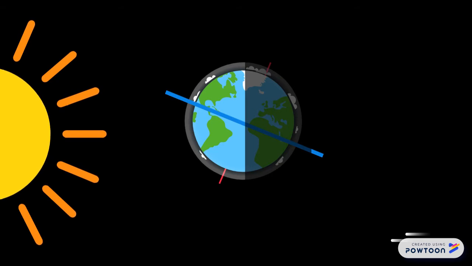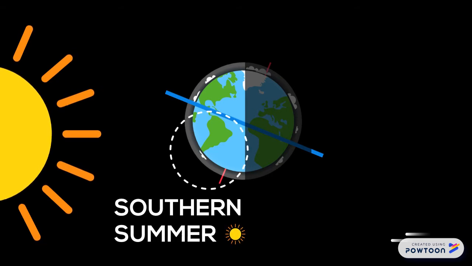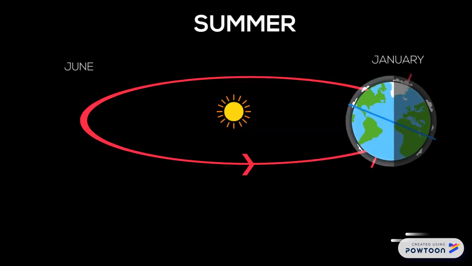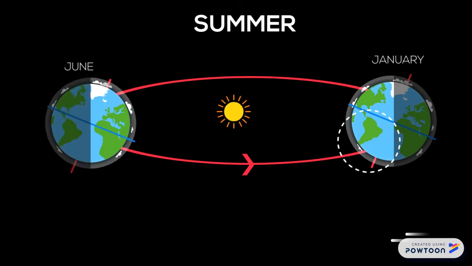When the southern hemisphere is tilted towards the sun, it is summer, while in the northern hemisphere, it'll be winter. In January, the southern hemisphere is pointing towards the sun. 6 months later, in June, the northern hemisphere is pointing towards the sun.